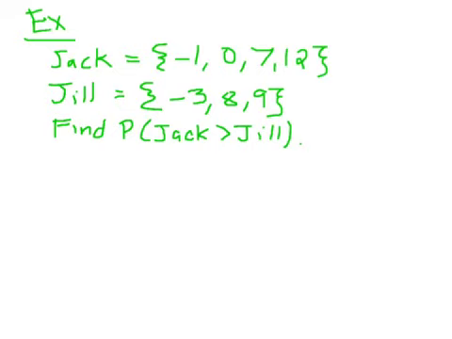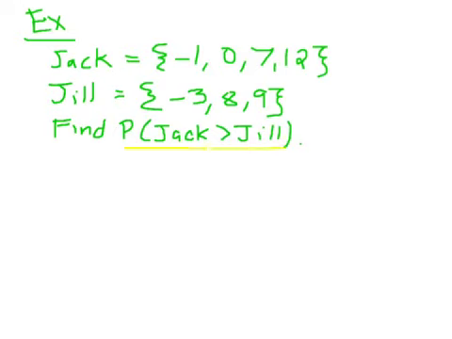Here's another sillier example. Let's say Jack and Jill are playing a card game. Jack randomly draws a card, Jill randomly draws a card, and whoever gets the biggest number wins. Jack has 4 possible cards: -1, 0, 7, and 12. Jill only has 3 cards: -3, 8, and 9. We want to find the probability that Jack beats Jill.